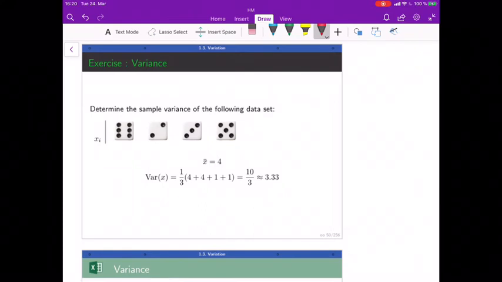And basically you need the mean value of 4, then 6 minus 4 is 2, squared is 4, and same with the 2, and with the 3 and the 5 you get a 1 each, so it's 10 over 3, 3.33.